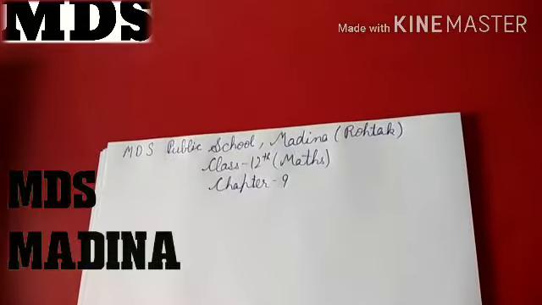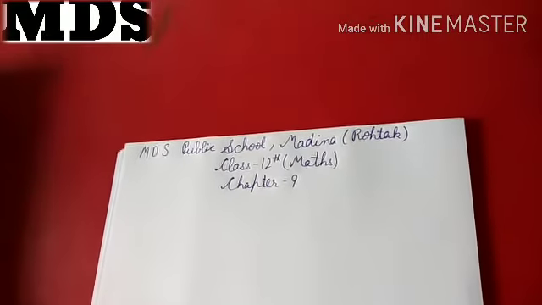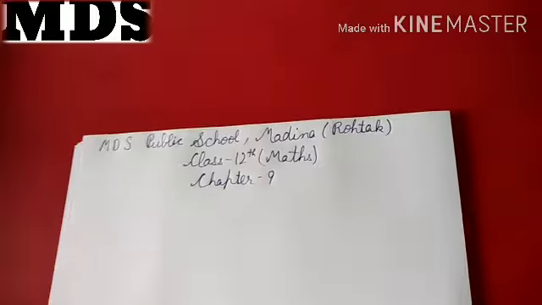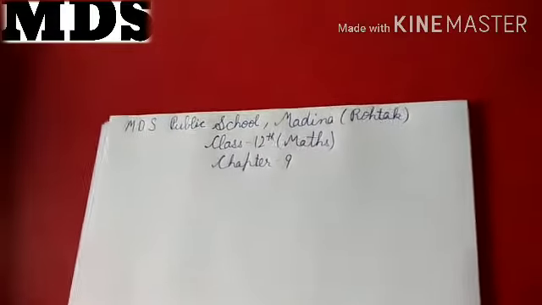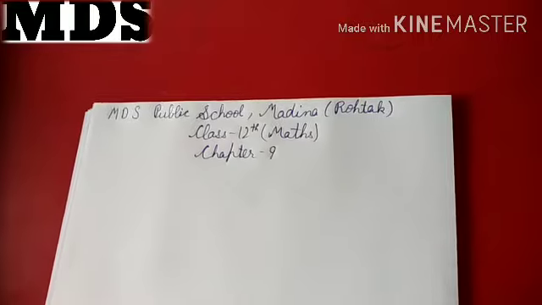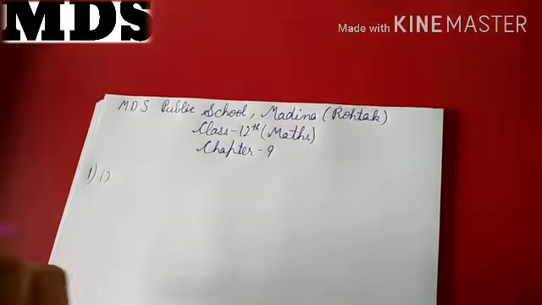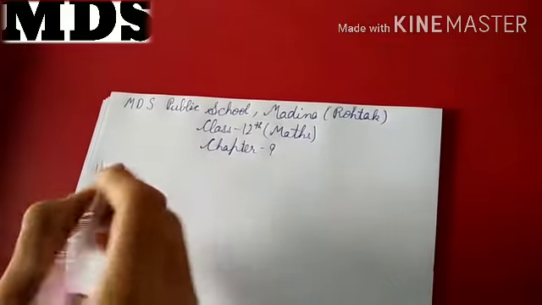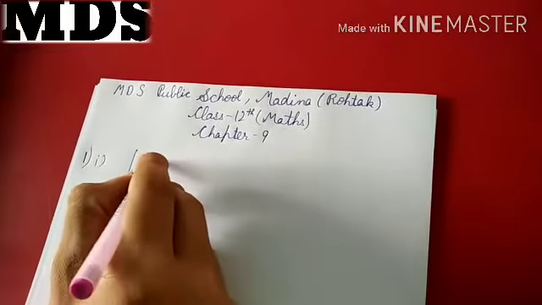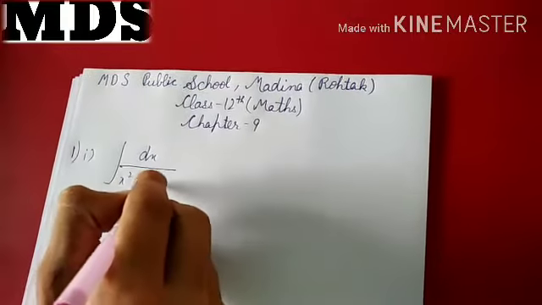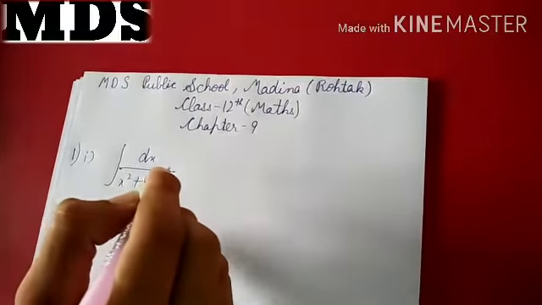In today's lecture, we are going to discuss our exercise 9.5. So, the first question, first part they are given, we have to find the integration of dx by x square plus 4x plus 7.